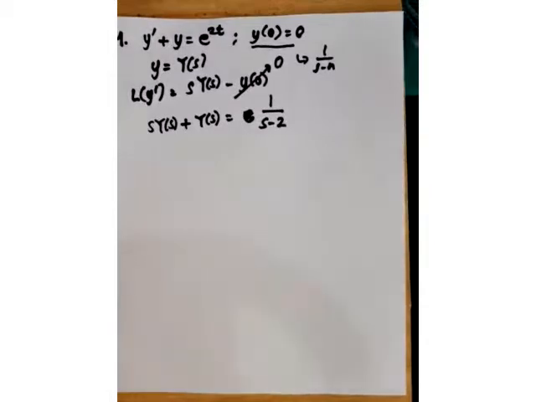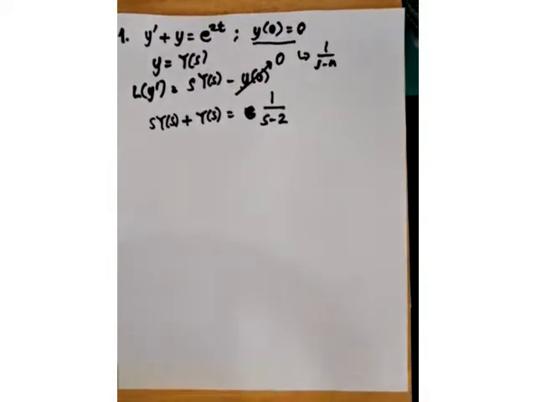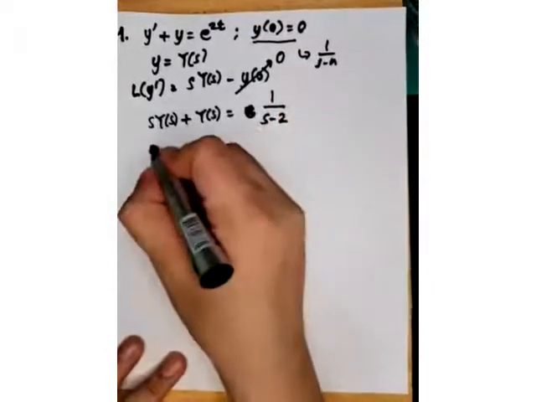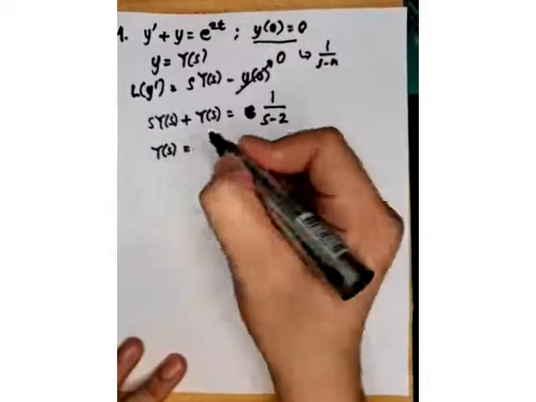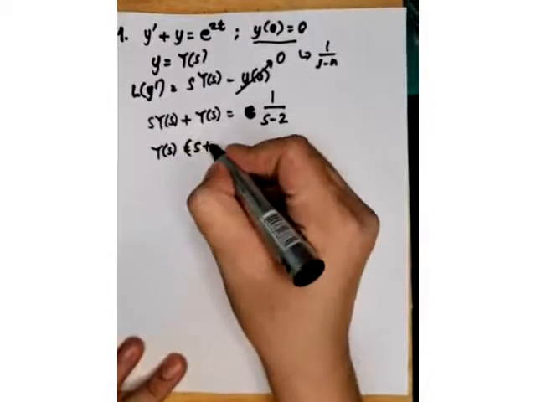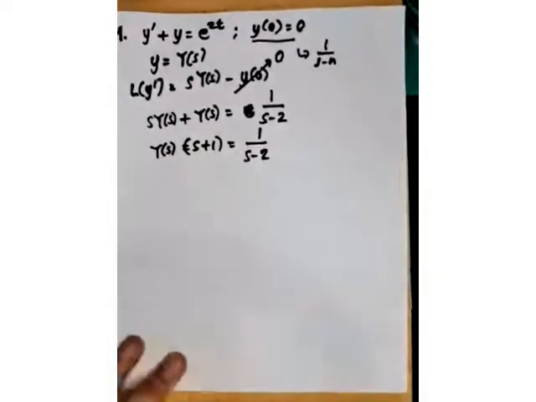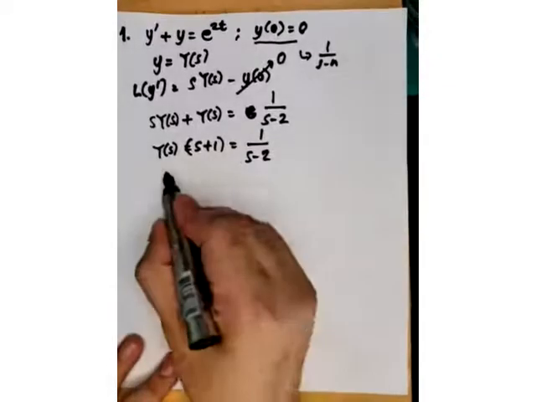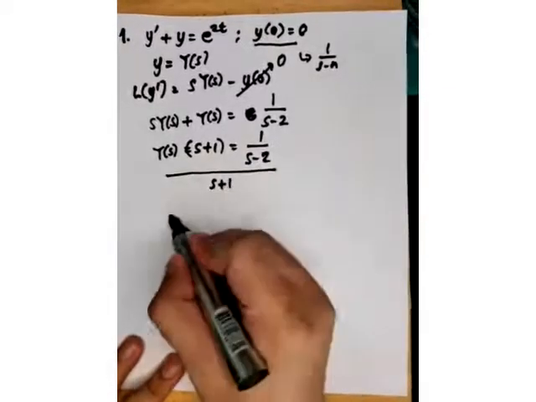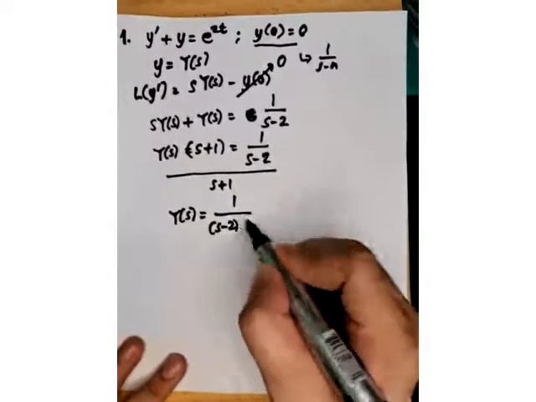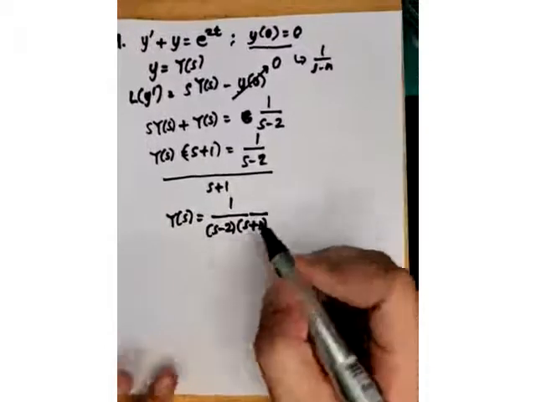Okay? So, itatago ko na. I-hide ko na. Stop sharing. Ayan. So, that means, i-factor out lang natin ngayon. Simplify lang natin. I-factor out lang natin yung y of s, times s plus 1, is equal to 1 over s minus 2. And then, kunin natin yung y of s. Divide lang natin ng buo ng s plus 1. So, therefore, y of s is equal to 1 over s minus 2 times s plus 1.